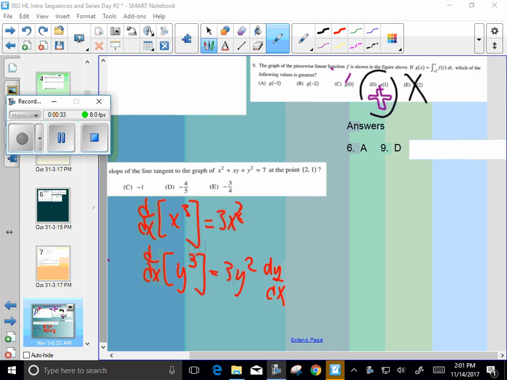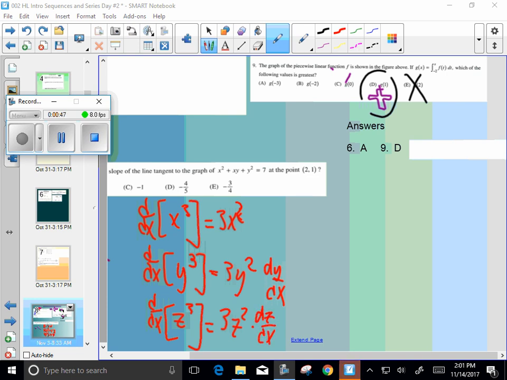All right, let's try this one. d/dx of z cubed. What's that going to be? 3z squared times what? dz/dx. Okay, I'm going to try one more. d/dt of x cubed. Careful.